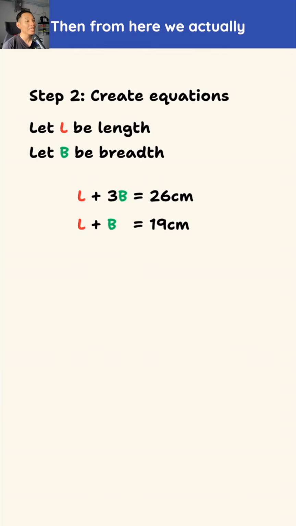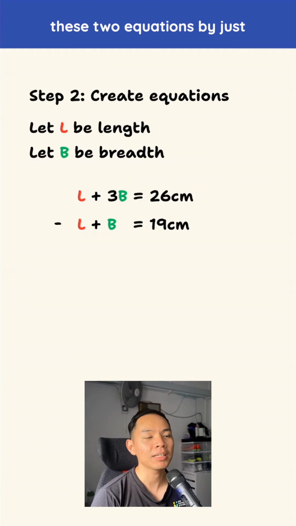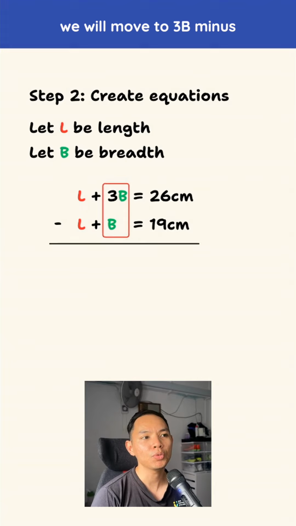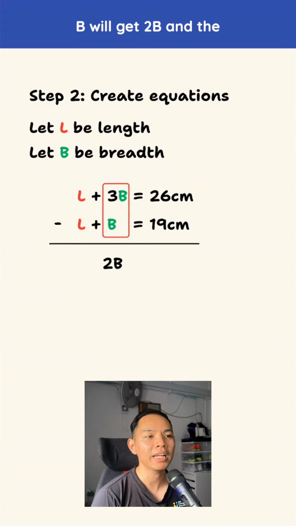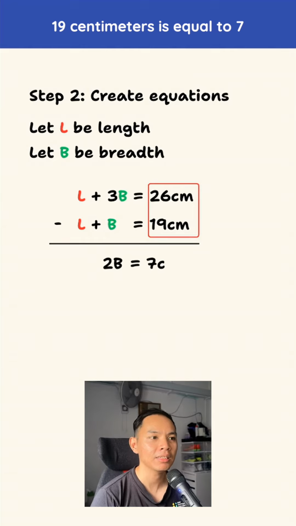Then from here, we can find out what 1 breadth is. We can subtract these two equations. L minus L, we get nothing, and then 3B minus B, we get 2B. And the next one, 26 centimeters minus 19 centimeters is equal to 7 centimeters.